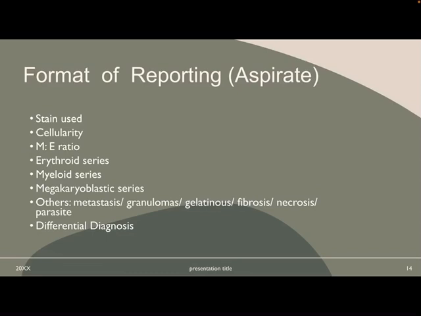In aspirate, fibrosis and all are not of much importance, but obviously in biopsy you can see it. Another diagnosis is storage diseases like Gaucher, etc. That also can be kept, because in that you will see those characteristic cells. So that thing also you have to keep in mind, and then you have to comment upon the differential diagnosis.